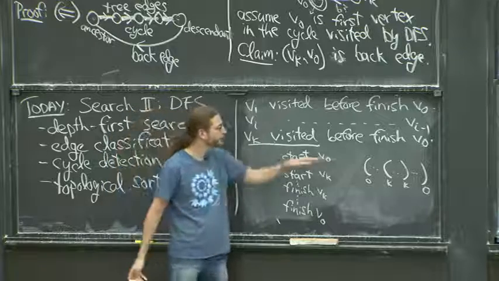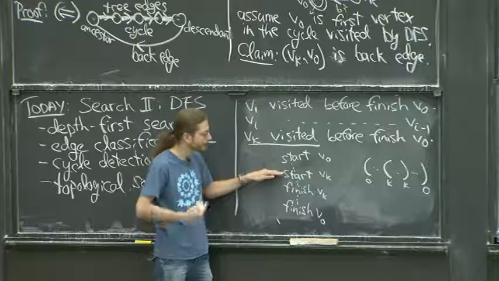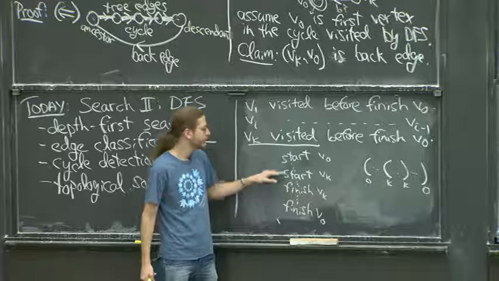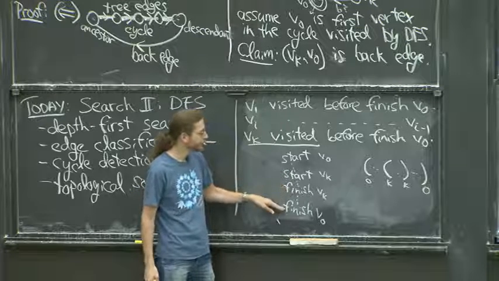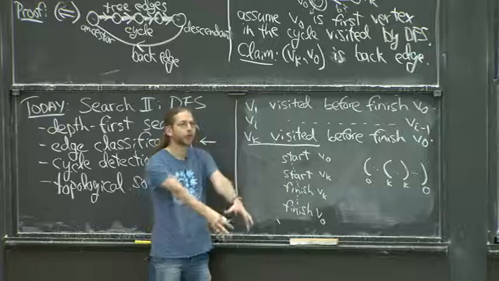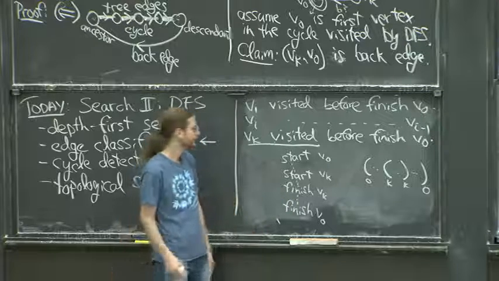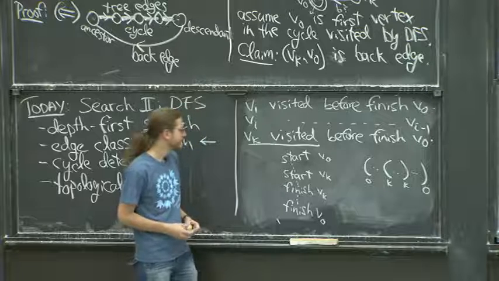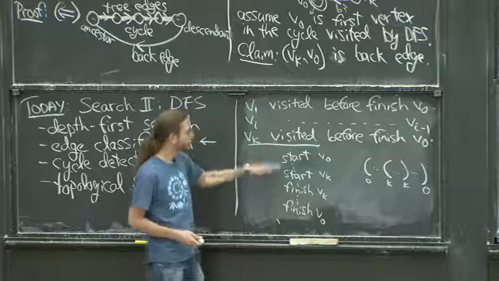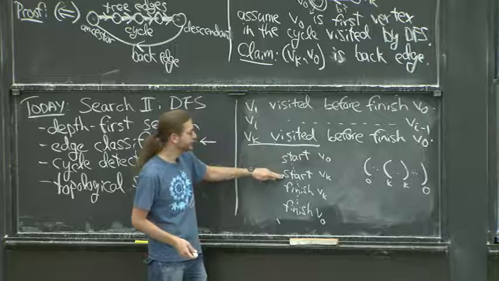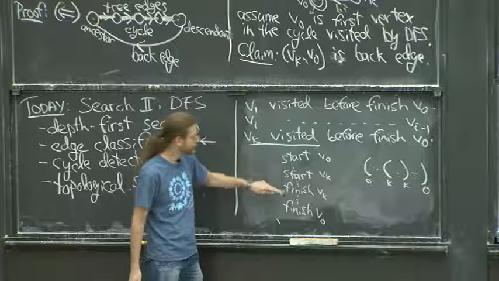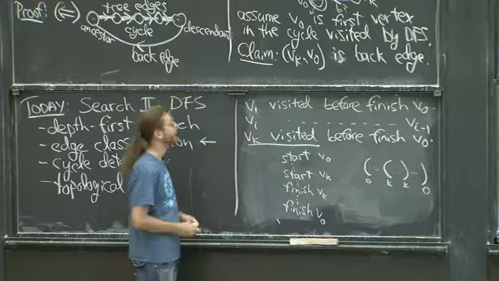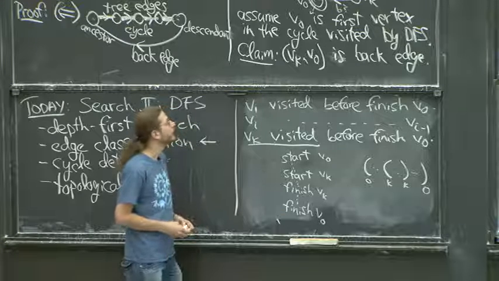Depth first search always looks like that, because once you start a vertex, you keep chugging until you've visited all the things reachable from it. Then you finish it. You won't finish v0 before you finish vk, because it's part of the recursion. You can't return at a higher level before you return at the lower levels. So we've just argued that the order is like this because v0 was first, so vk starts after v0. And also, we're going to finish vk before we finish v0 because it's reachable and hasn't been visited before.